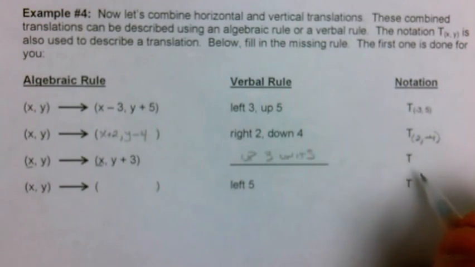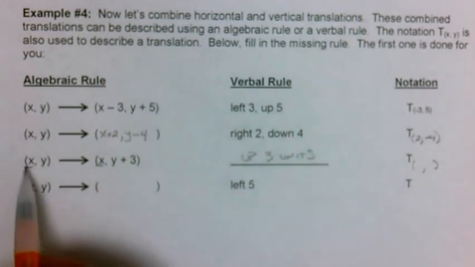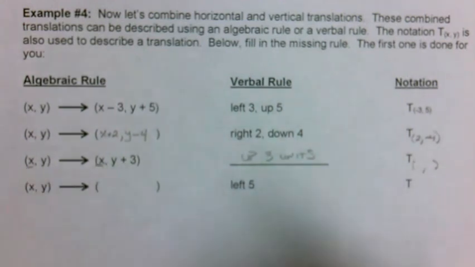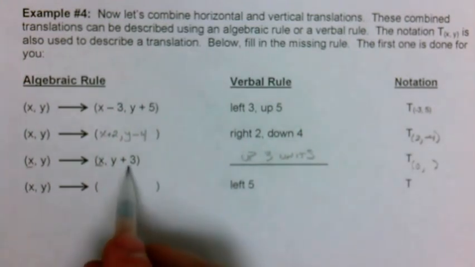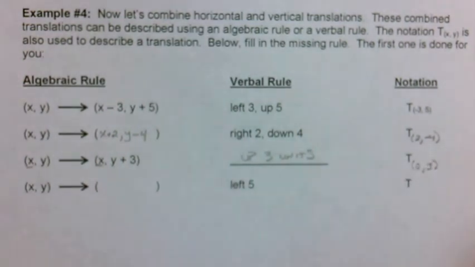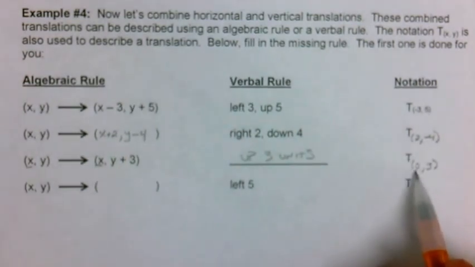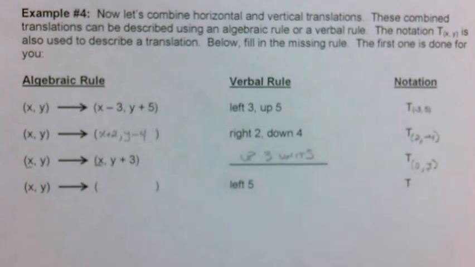For our translation notation, we've got the capital T for translation. And then for the little coordinate here, since the x value was unchanged, we're not moving it at all, so we're going to put a 0. But for the y coordinate, since we added 3, we're going to put a positive 3. T 0 comma 3 means that we're moving this not at all horizontally, but up 3 vertically.